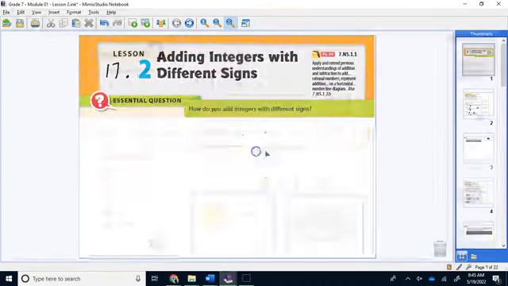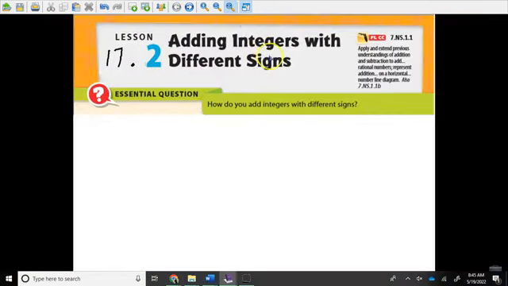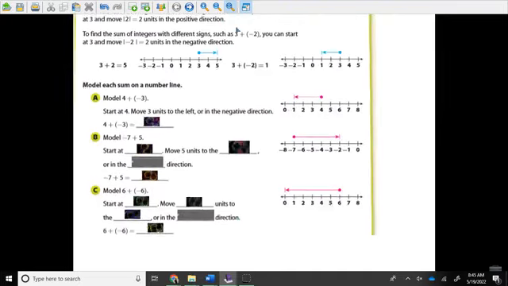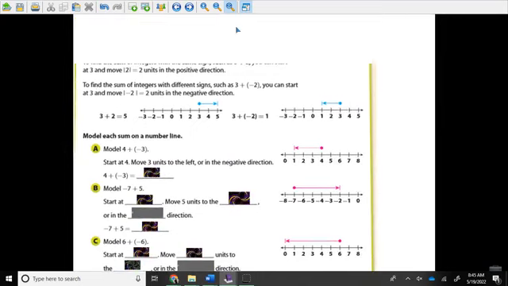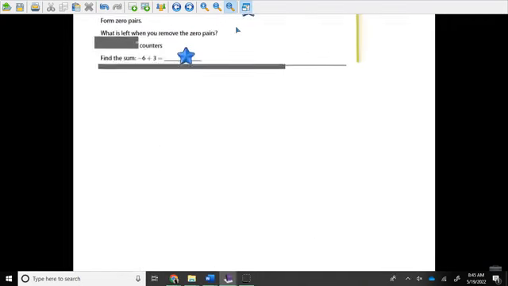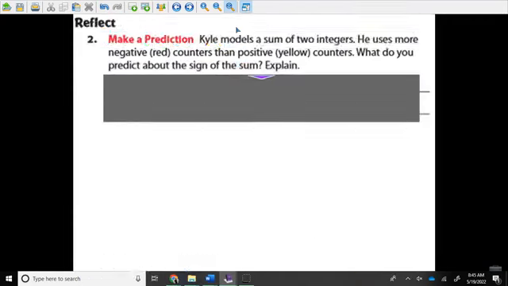Let's move on to 17.2. Adding integers with different signs. Okay? Different signs. This is a little different, but just as easy. Get to the meat. Let's skip all this. Okay. Let me show you some examples of what we have to do and show you how to do it.